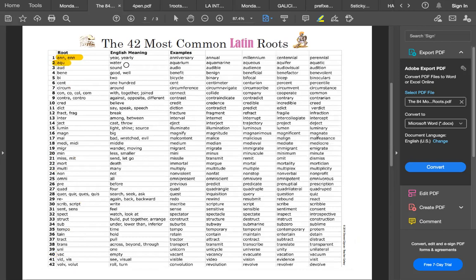Aqua means water, aquarium, aquamarine. AUD, that's sound. So you have your audio, audible. Bene means good, so benefit. You would have a benefit for somebody, that would be a good thing to raise money for them. Benign is a non-cancerous tumor. So you can have a benign skin tag or benign tumor or something like that.